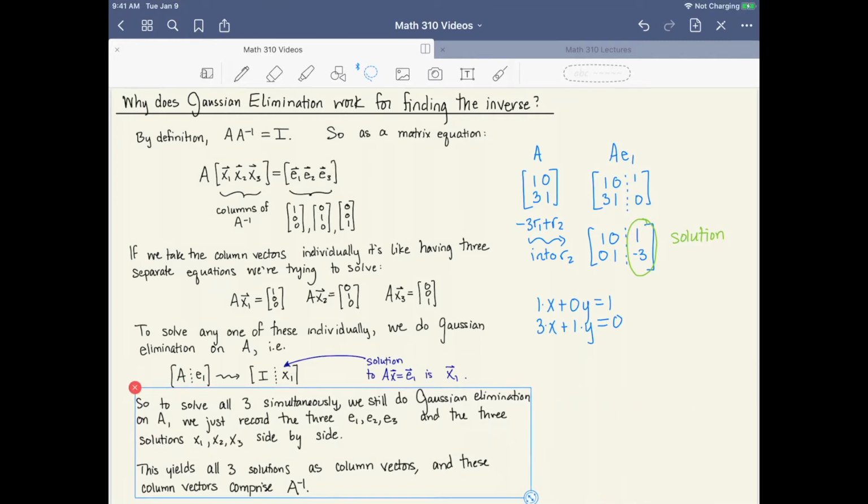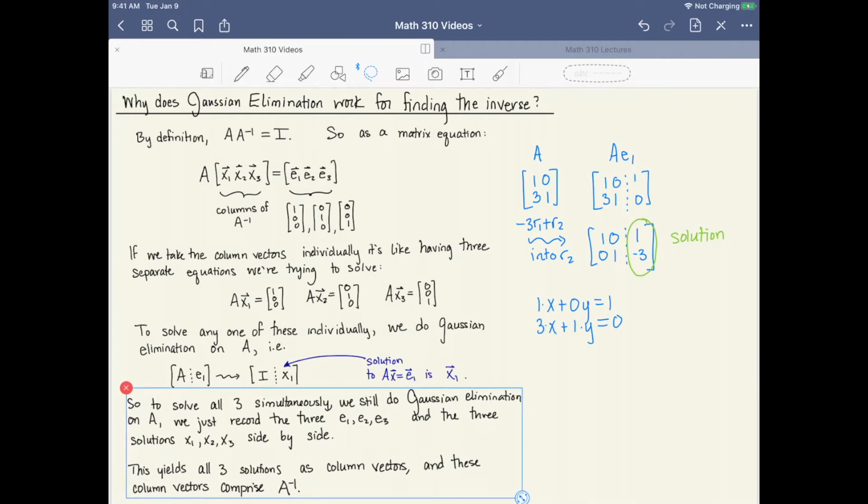And so what we have is that to solve all 3 of these simultaneously, in the case of a 3 by 3 matrix, we still do Gaussian elimination on A. We just record the 3 unit basis vectors and the 3 solutions side by side in this process. This yields all 3 solutions as column vectors, and these column vectors comprise the matrix A inverse, which is why Gaussian elimination is what we're doing to find the matrix inverse.